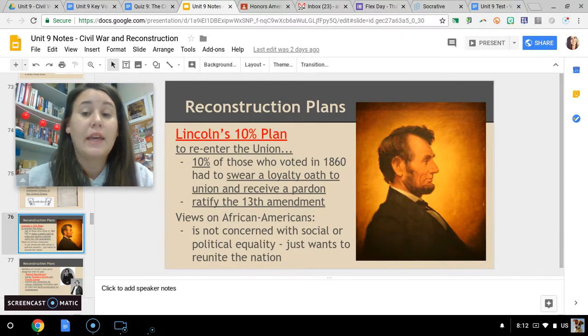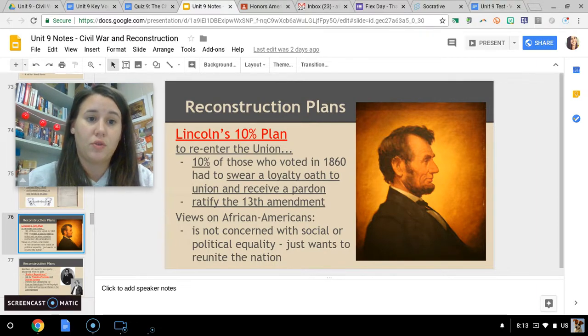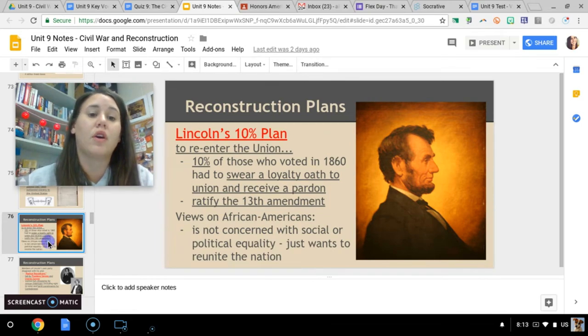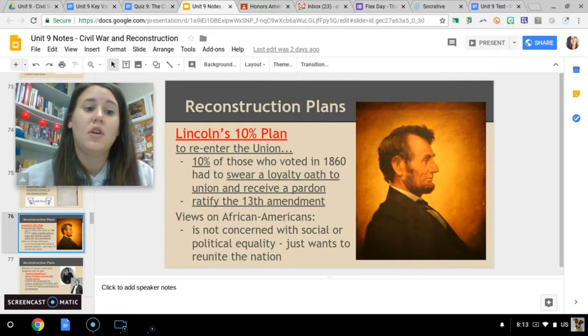So Lincoln's plan for Reconstruction was called the 10% plan. In order for the South to re-enter, he wanted 10% of those who had voted in 1860 to swear a loyalty oath to the Union and receive a pardon. So in each state, only 10% of the 1860 population had to swear a loyalty oath to re-enter the Union. Obviously, that leaves the door open for 90% of the population to still not consider themselves truly part of the United States. One other key condition, and this was going to be hard for the southern states, in order to re-enter, they had to ratify the 13th Amendment, abolishing slavery in the United States.